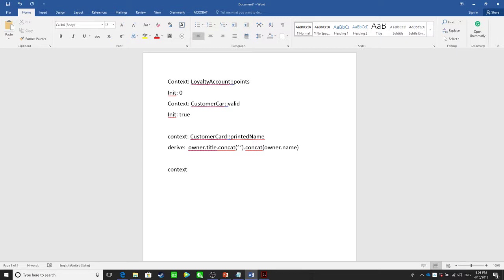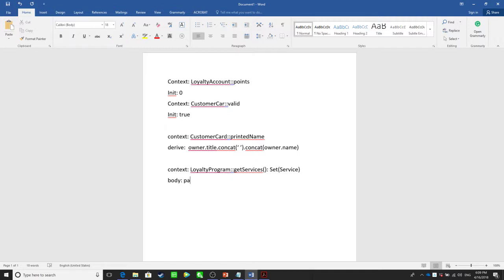So here the context becomes the loyalty program, and the operation is get services, which returns a set of services. Okay, and then we use another keyword called body to specify this query. So how can we do that?